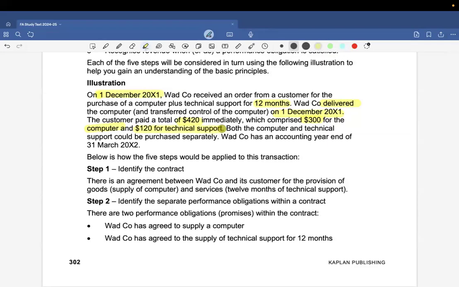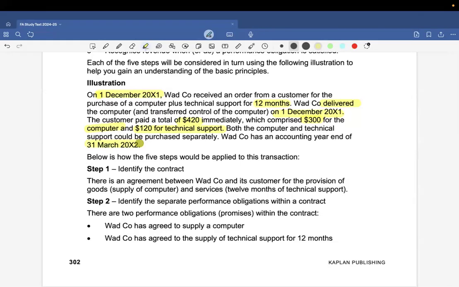Understood? Okay. So both the computer and the technical support could be purchased separately. That means they have a separate purchase price for both of them, right? That company has an accounting year end of 31st March 2002. So the problem here is the computer, okay, it is an electronic device. Once it is given, you can recognize the revenue.